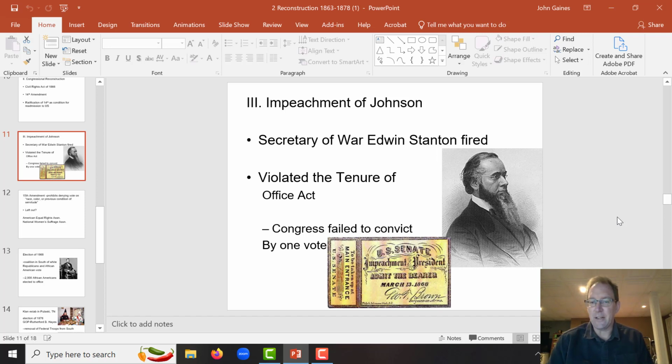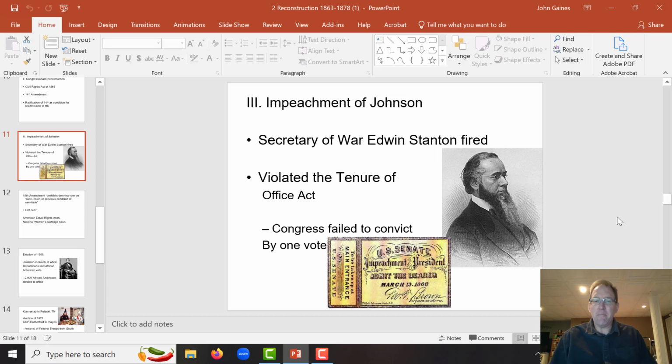Andrew Johnson fires Stanton. Well, when he does this, and get this down because this law tends to show up on exams, Johnson violated a really obscure law called the Tenure of Office Act. It's kind of funny because Andrew Johnson actually signed this into law a little bit earlier. The Tenure of Office Act basically says that you have to consult or get approval from Congress to fire a member of the president's cabinet. And Johnson didn't do that. This law was later undone; a later Congress gets rid of it. But this is a very minor thing.